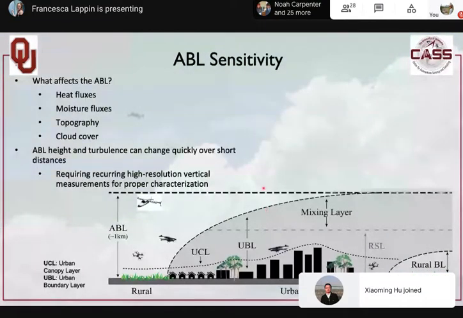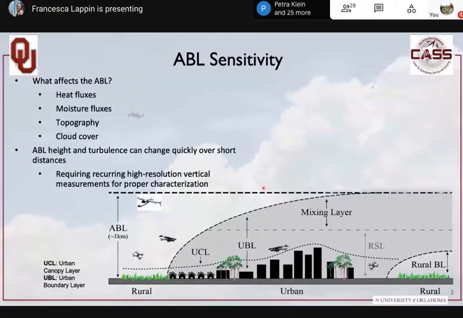So the atmospheric boundary layer is very sensitive. It's sensitive to heat fluxes, moisture fluxes, changes in topography, for example, from rural to a more urban or built up, such that you can get gradients in different properties, and you get differences in your ABL height and types of turbulence. So to really accurately resolve the boundary layer, we would need recurring high-resolution vertical measurements. And let's see if we really have that.